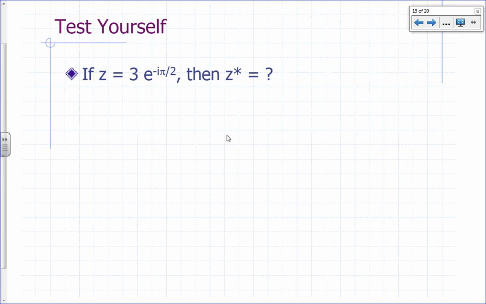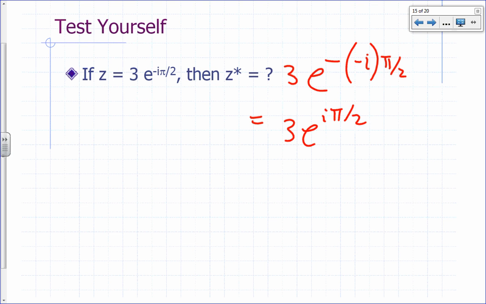Okay, what if z is 3 times e to the negative i pi over 2, what is z star? Anytime you see an i, replace it by negative i. So this is going to be 3 e to the negative of negative i pi over 2. That's how you take a complex conjugate. Every time you see an i, replace it by negative i. So that gives you 3 e to the i pi over 2.